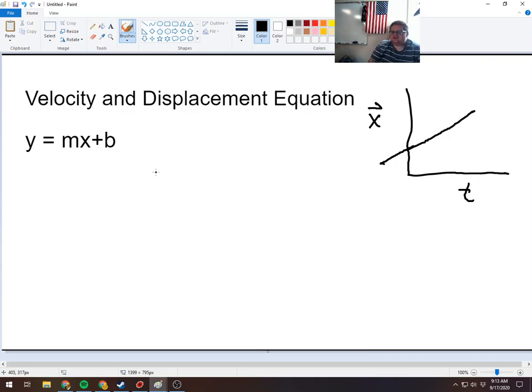So what happens if we translate that, right? So again, this is our y-axis. This is our x-axis.